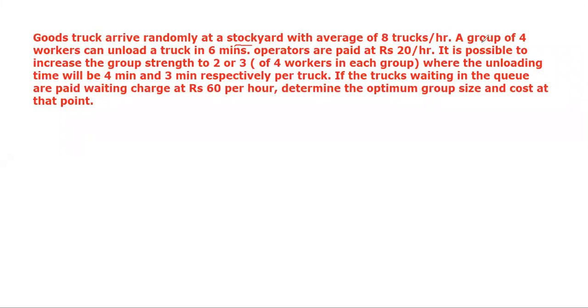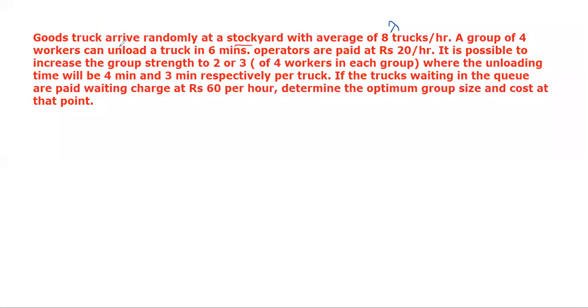Okay, so there is some stockyard जहाँ पे goods truck आते हैं, मतलब trucks which have goods with them, and those goods have to be unloaded from the trucks. Okay, the arrival rate of the trucks is equal to 8 trucks per hour. Per hour, 8 trucks arrive at the stockyard. That is, this quantity is the lambda.